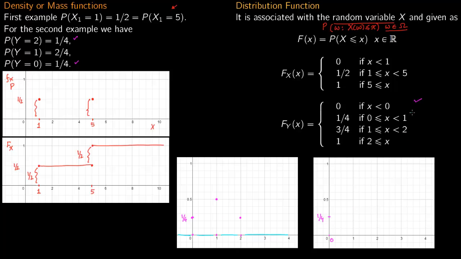And in the distribution function, we are going to take this probability as cumulative. So before 0, everything is 0. At 0, there is a jump of 1 by 4. So you have copied this right here.